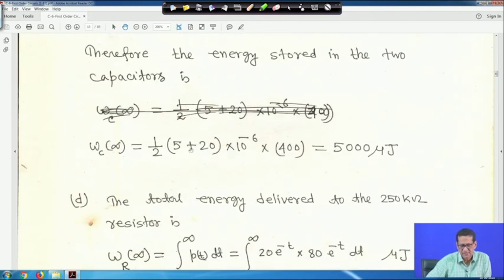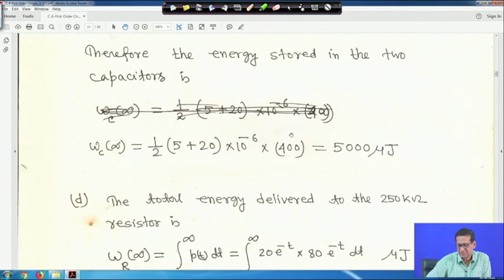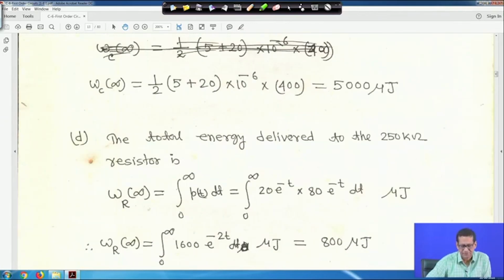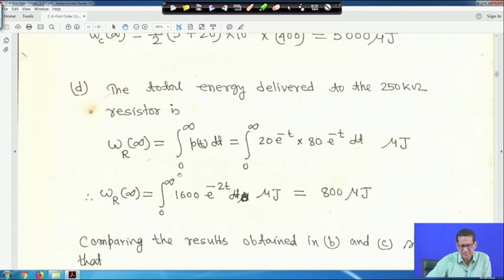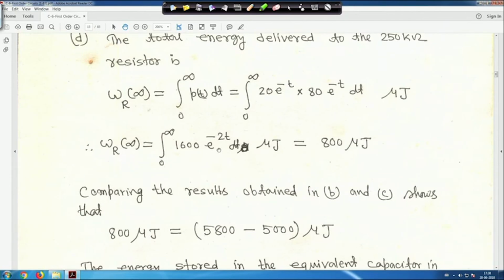It is half times C1 plus C2, that is 25 microfarad, that is 25 into 10 to the minus 6, times 400. So 5000 microjoule, but here it is 5800 microjoule. So the difference between these two is 800 microjoule. The total energy delivered to the 250 kilo ohm resistor is Wr infinity is equal to integral 0 to infinity p(t) dt, where power is V into I. Therefore, integral 0 to infinity 1600 e to the power minus 2t microjoule, so 800 microjoule.